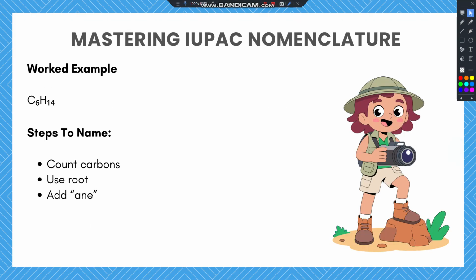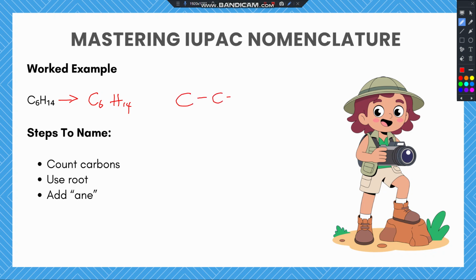So now that we've seen the examples, let's check out some exercises to solve, and then we'll be done for today's video before moving deeper into the concept of naming organic compounds. So we have the first example. This is an alkane, C6H14. Let me take pains to draw the structure of this compound.